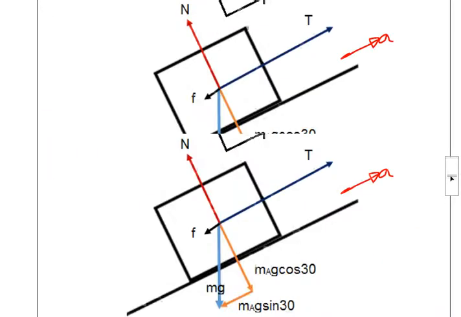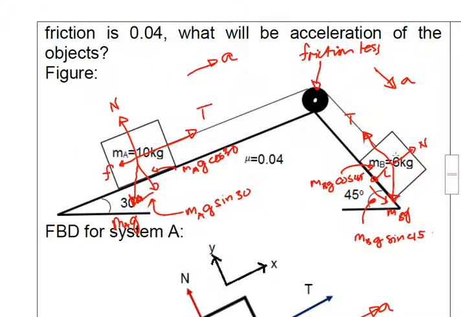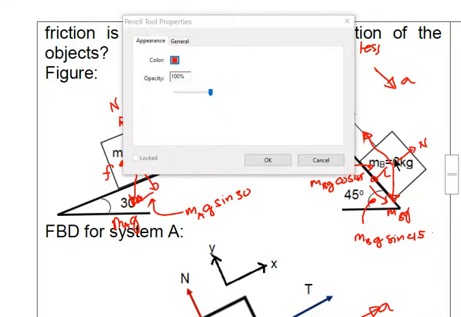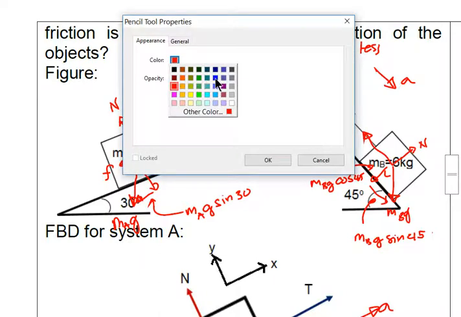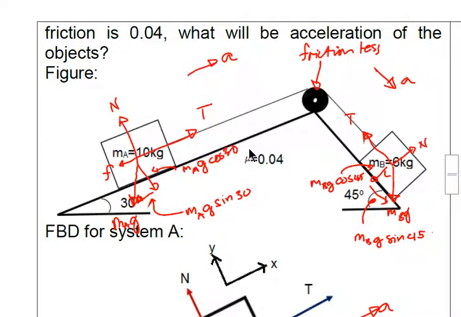By the way, I forgot in this problem to indicate the frictional direction. So the friction, let me have this one in blue color. So the friction goes in this direction.